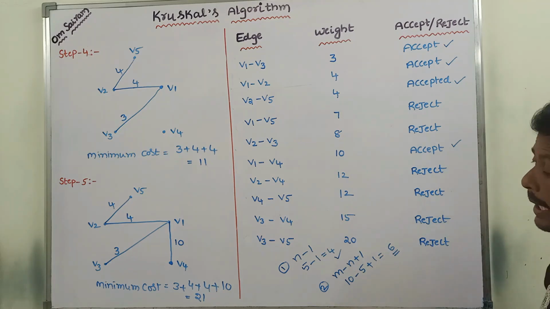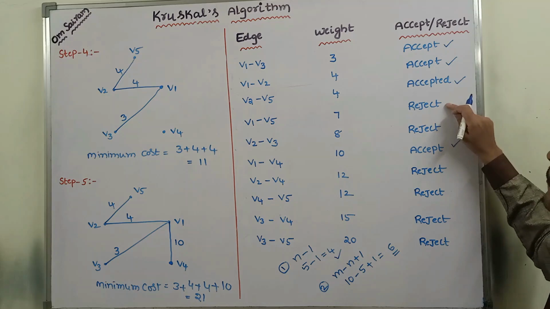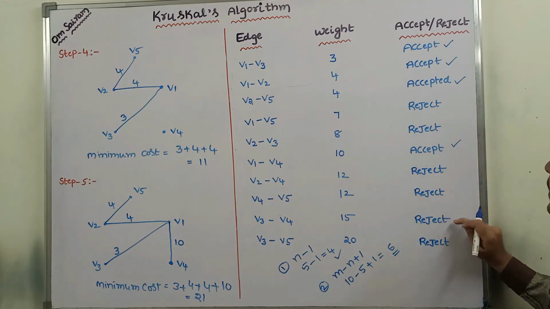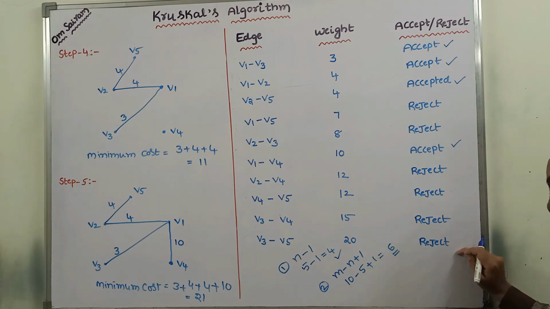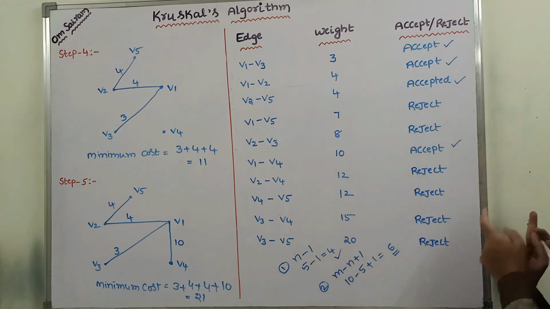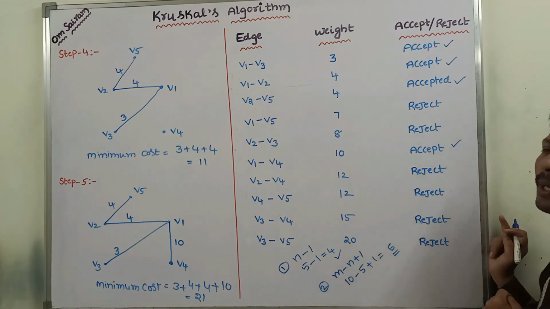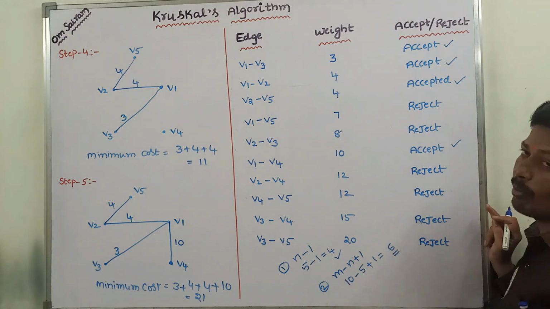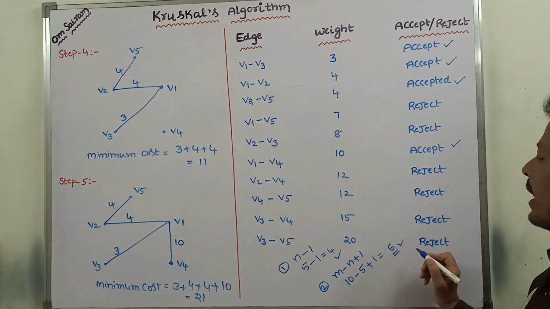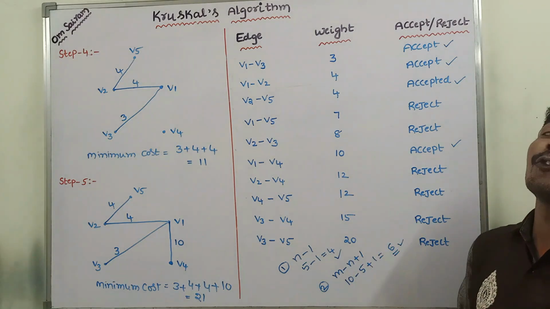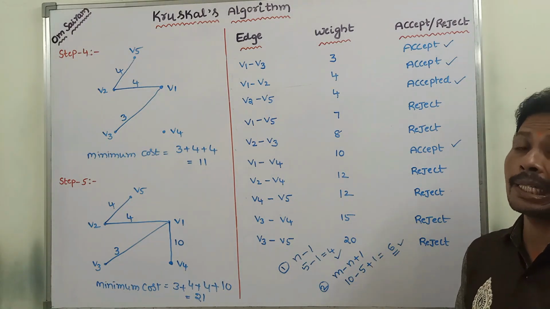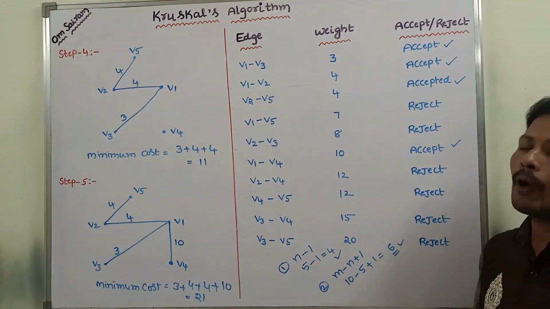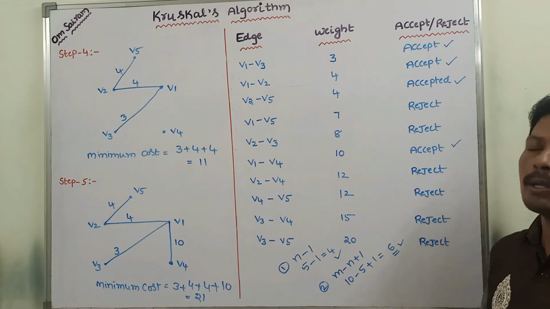What are the edges that are removed? This is the first one, second, third, fourth, fifth and sixth. The number of edges accepted follows the n minus 1 formula, and the number of edges removed follows the formula m minus n plus 1. In this way we check whether the final minimum cost spanning tree is correct or not. This is the procedure we have to follow for constructing the minimum cost spanning tree.